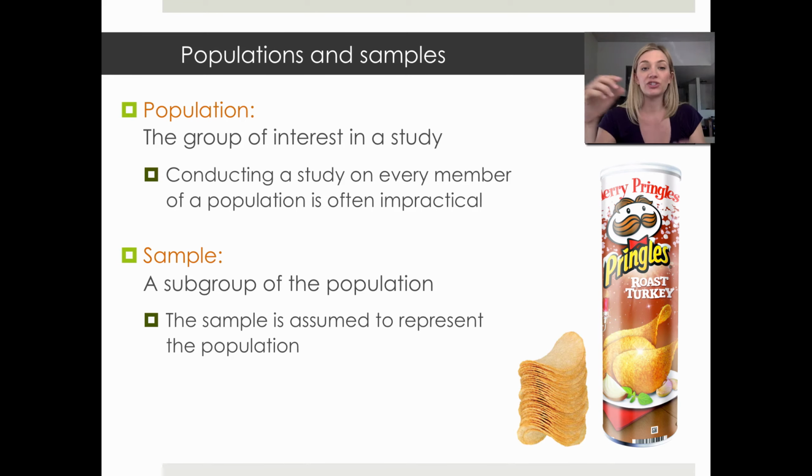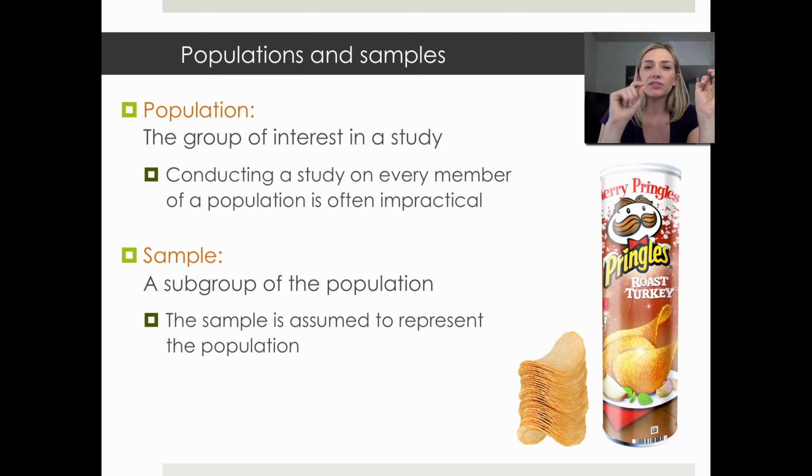All we have to do is just get a representative sample of chips, eat those, and if we thought that those 10 chips were tasty, then we can assume that the chips that were left in the can are also tasty. But what if, by chance, we happen to draw a chip from the can that is unrepresentative?